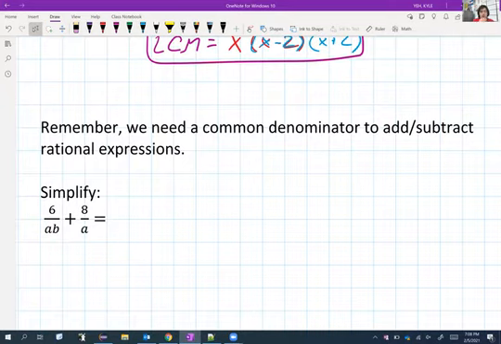We'll start with a pretty simple one. 6 over AB plus 8 over A. We're trying to add them. We need a common denominator, and we don't have a common denominator. So the question you want to ask yourself is, what could I multiply one or both of those rational expressions by to get a common denominator?